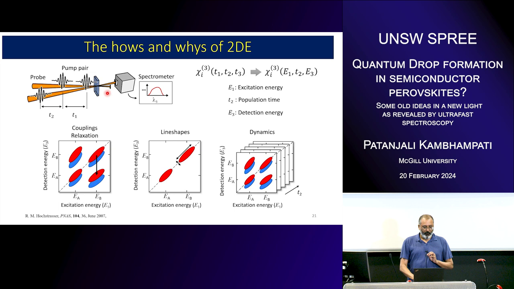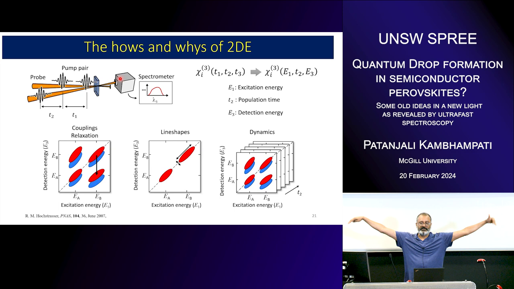One, two, three fields come in, creating a third-order response that radiates and gets Fourier transformed and turns into the two-dimensional spectrum. So the key point is the third field is the probe field, which is sent to a spectrometer and gets the detection axis, just like in TA. How do you get the excitation axis?